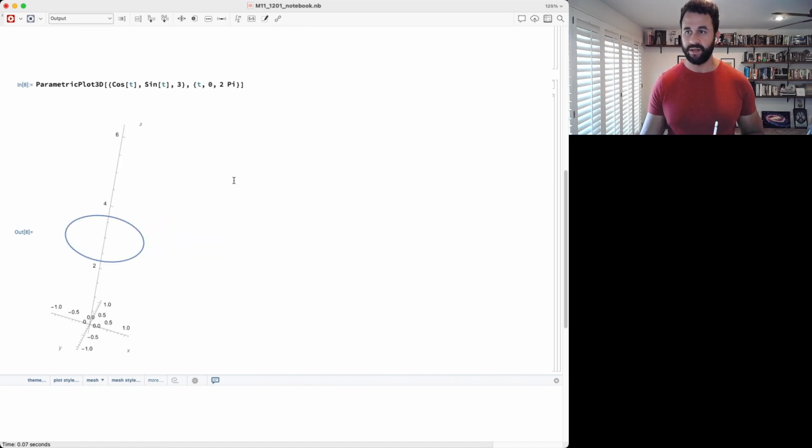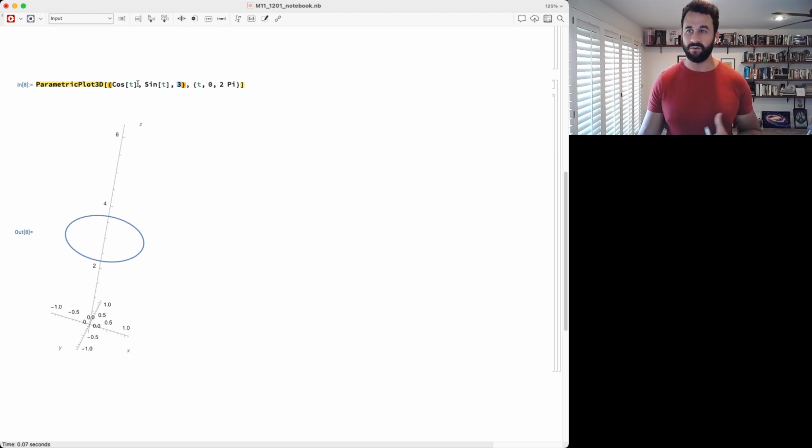You can turn it around. Here it is, ParametricPlot3D. X is given by cosine of t. This is the x coordinate, or I should say x coordinates. The y coordinates are given by sine of t, and the z coordinates are always 3. There you go. Now, remember, this is parameterized by one variable, t.